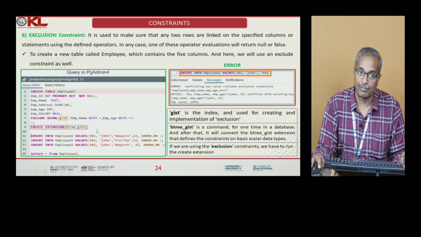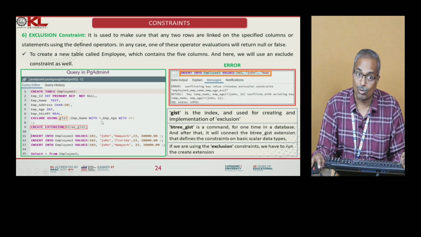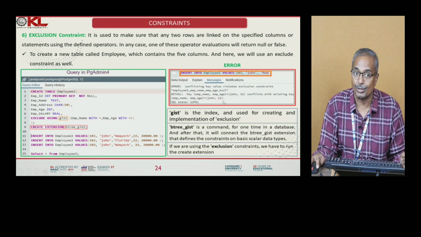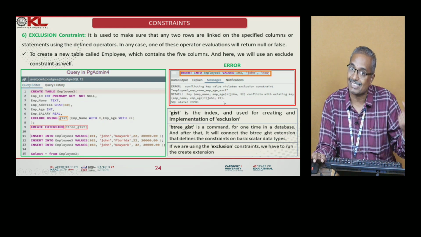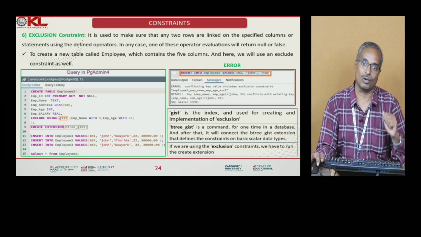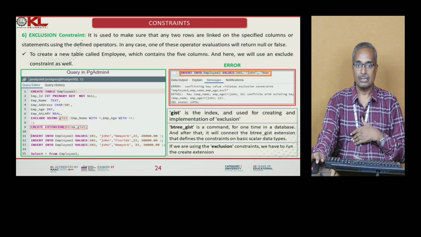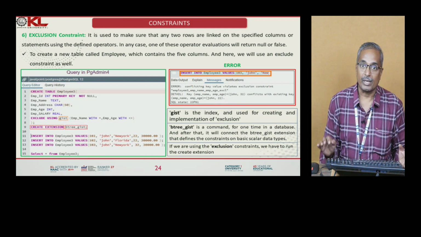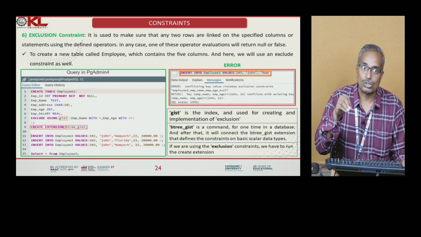Here two types of constraints are defined. Equals to means John is equal to John. Here not equal to means 22 should not be equal to 22, or 22 is not equal to 32. So that is why the record John comma 22 is rejected to store into the table. Hope dear students you understood what is the use of the which one? Exclusion.